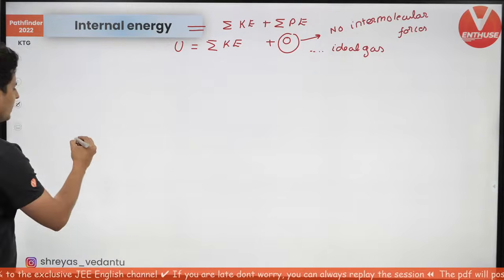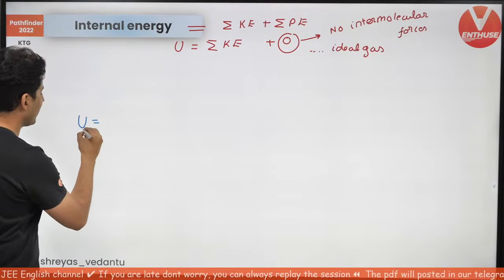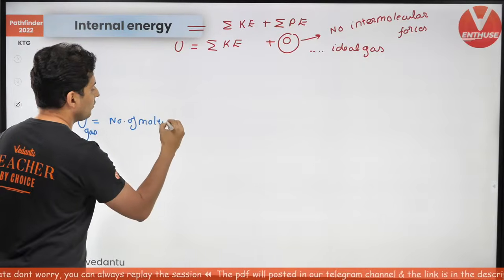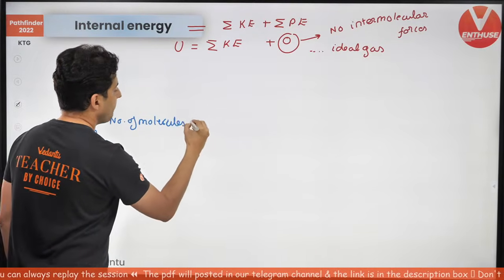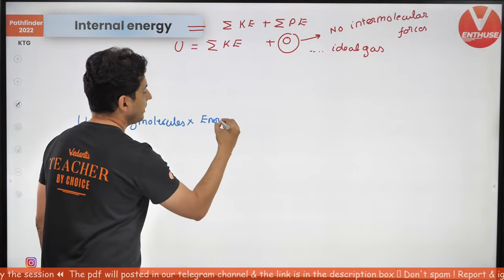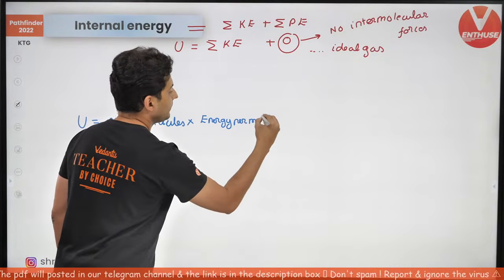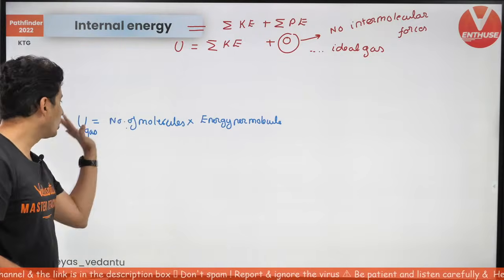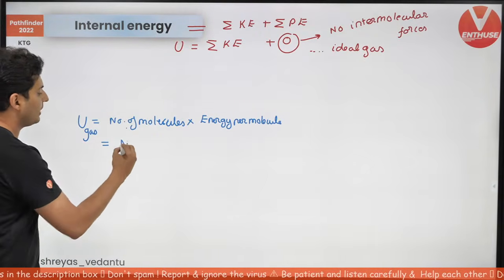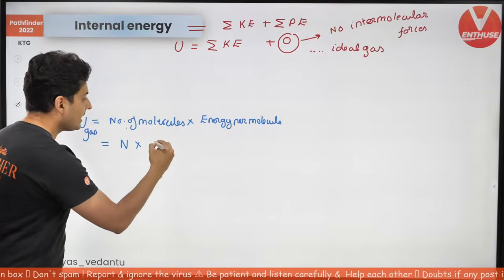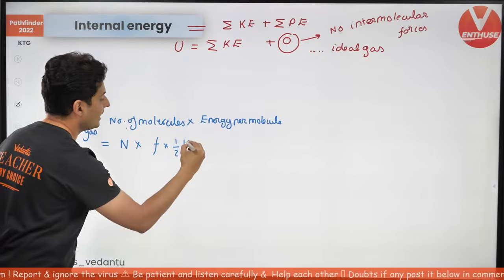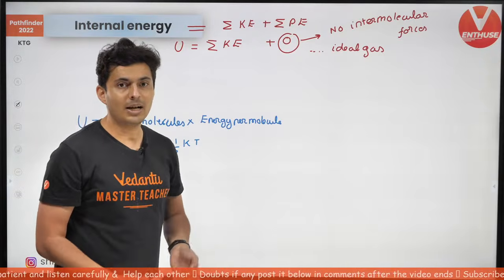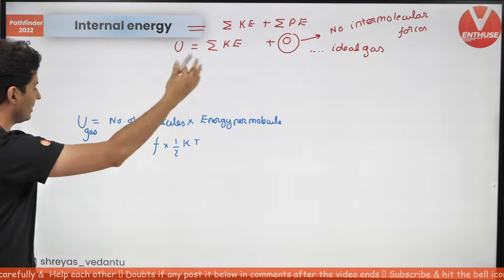It's very simple. I'll show that to you. U for a gas will be the number of molecules multiplied by energy per molecule. Very, very interesting. Number of molecules into energy per molecule will give me the total energy of the gas. The number of molecules is capital N. Energy per molecule is degrees of freedom into half kT. Everybody remembers this? Half kT is per degree, into F will give me nothing but the energy per molecule. Into N is the total energy.